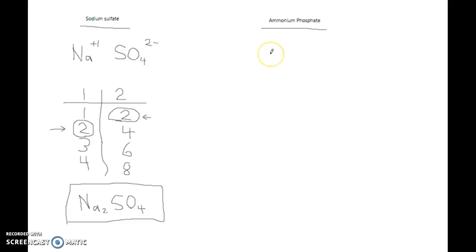Okay, so let's take a look at the next one. Ammonium is a polyatomic ion from your polyatomic ion chart. It's NH4 with a +1 charge.